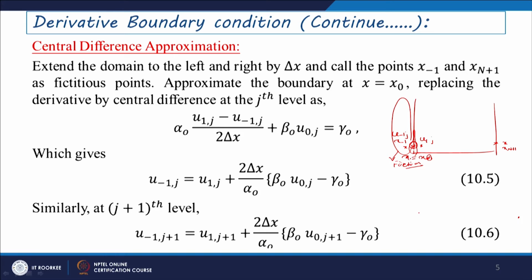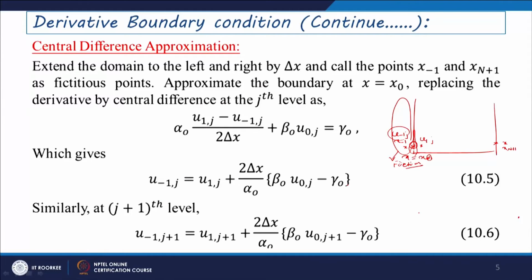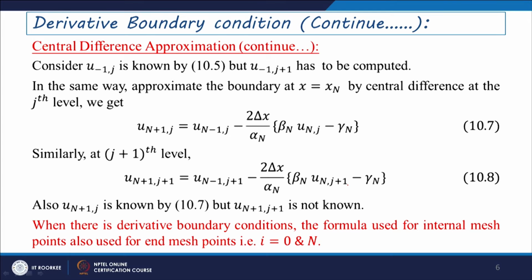And similarly, if you consider the j plus 1th level here, then we can write u_(-1)^(j+1) equals u_1^(j+1) plus 2 delta x by alpha_0 times (beta_0 u_0^(j+1) minus gamma_0) here. So, if you go for the central difference approximation here, consider, suppose, u_(-1)^j, which is known from this previous equation, that is u_(-1)^j equals u_1^j plus 2 delta x by alpha_0 times (beta_0 u_0^j minus gamma_0) here. So, then we can compute u_(-1)^j.